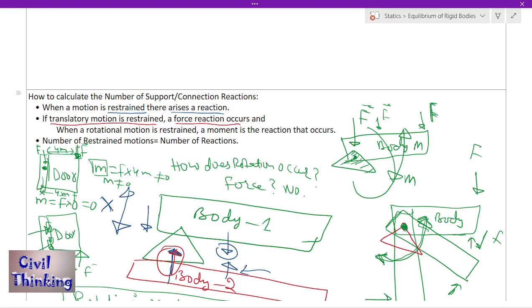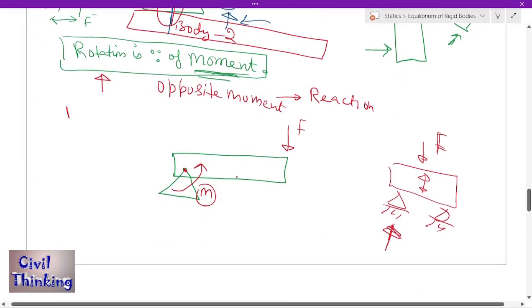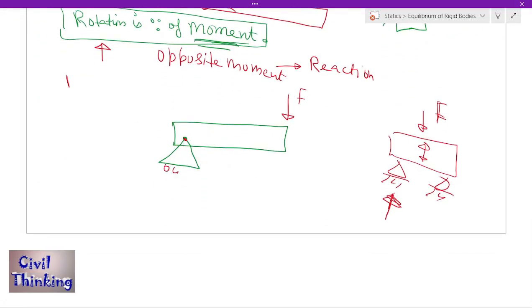Now the number of restrained motions is equal to the number of reactions. Let me tell you here. Let us say this is allowed. I mean, the body is allowed to move like this and this. Now the body is not allowed to move up or down, right? Because you see there is a surface. When you try to move body one downwards, there will be a reaction from this surface against the motion of body one, so there will be no motion in the vertical direction. So the number of reactions is like this, right?